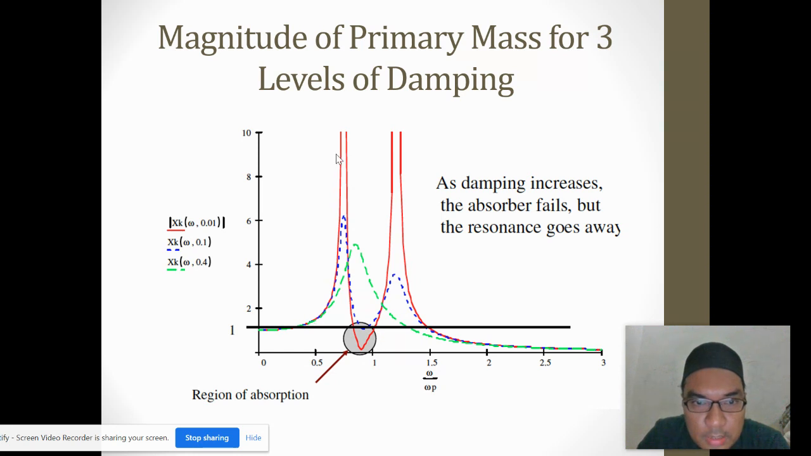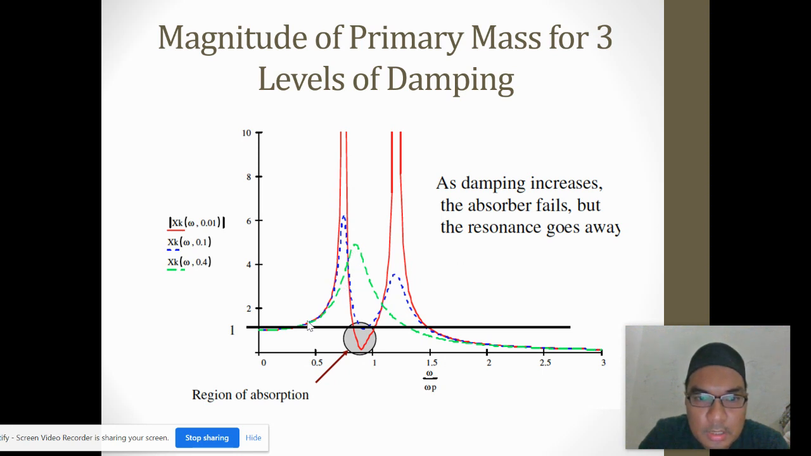You can see the red one is the effect of the DVA. It will become 0 here. When you slowly increase the damping, you can see the blue color. The amplitude will reduce here, but it's already going out of this range, above 1. And then when we further increase to 0.4, it goes back to the original operating frequency.